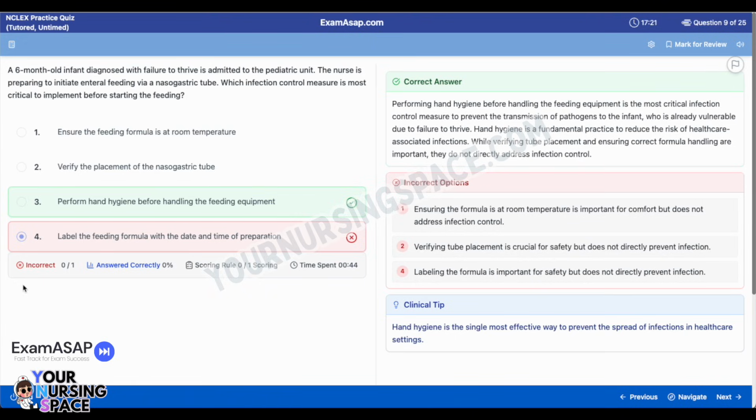Distractor rationales. A. Ensuring the formula is at room temperature is important for comfort, but does not address infection control. B. Verifying tube placement is crucial for safety, but does not directly prevent infection. D. Labeling the formula is important for safety, but does not directly prevent infection. Clinical tip. Hand hygiene is the single most effective way to prevent the spread of infections in healthcare settings.